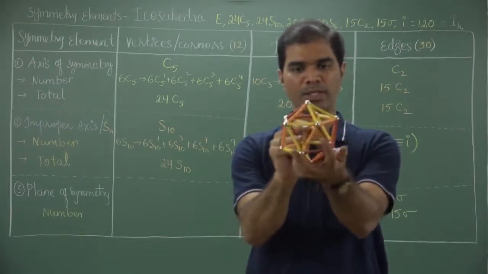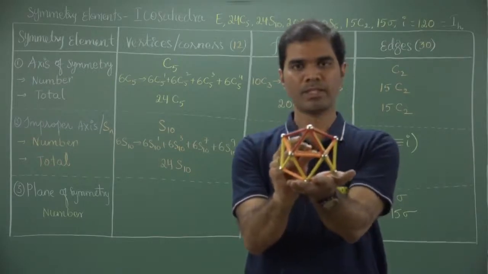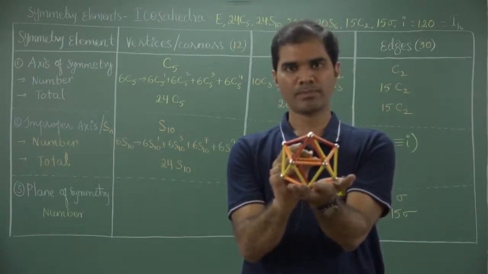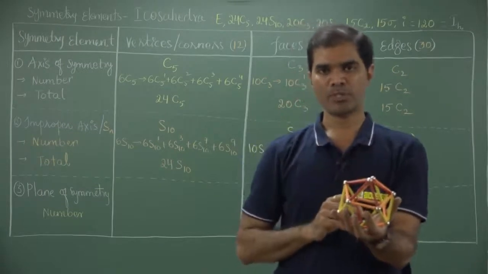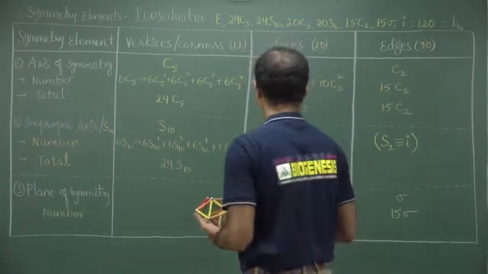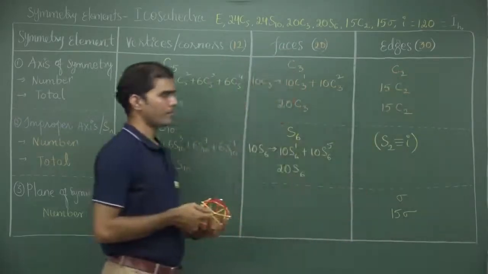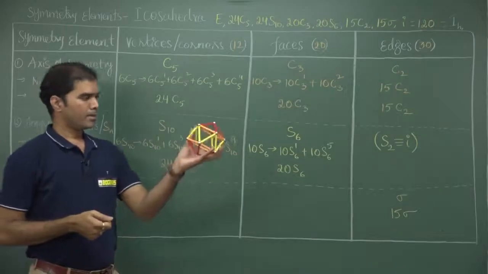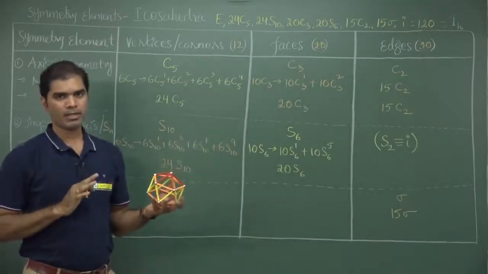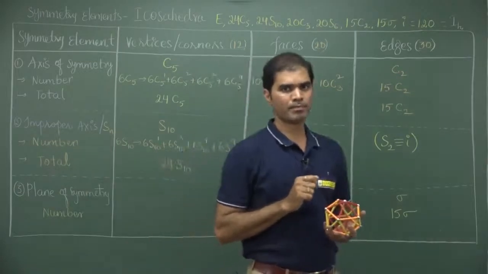As I rotate by 180, that will generate an equivalent configuration. So from each pair of opposite edges, C2 is possible. Since there are 15 pairs of edges, 15 C2s are possible. Here it has been given. Right? This is one of the most symmetrical molecules that we have. Icosahedra is one of the most symmetrical polyhedra.